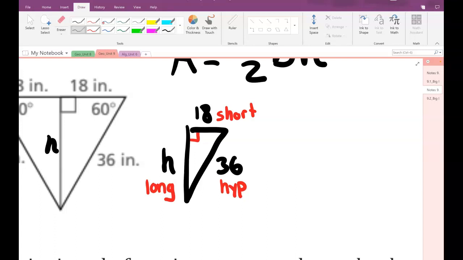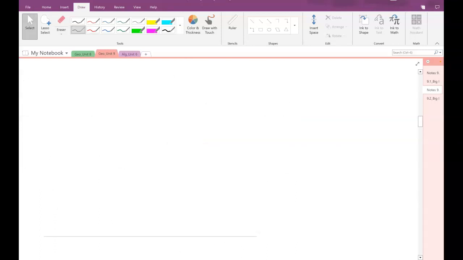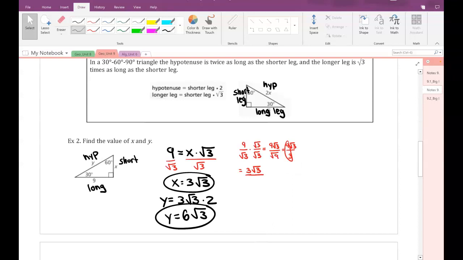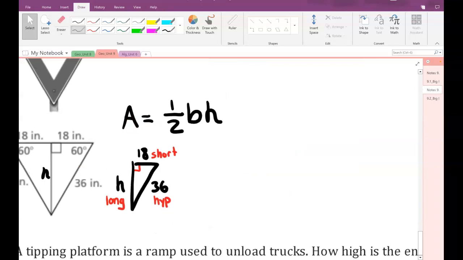So we're solving for our long side, so we can use the formula that we were given. Going back, your long side is equal to your shorter leg times the square root of 3. So h is equal to 18 times the square root of 3. We have a value of h right off the bat.